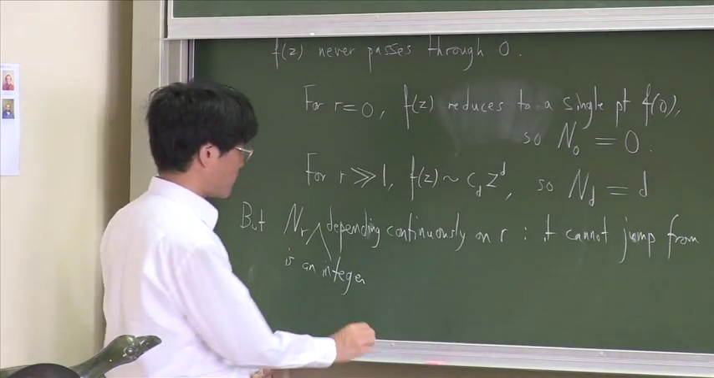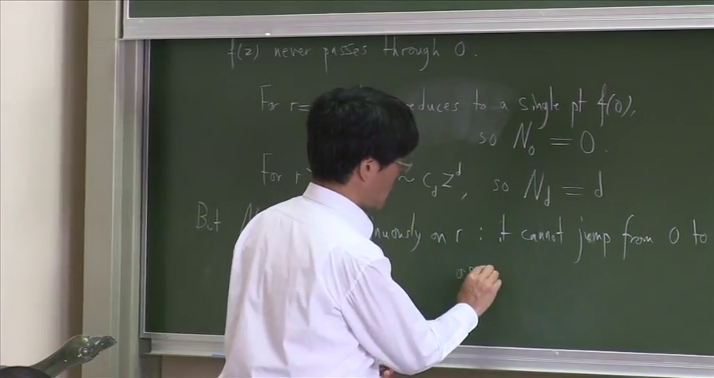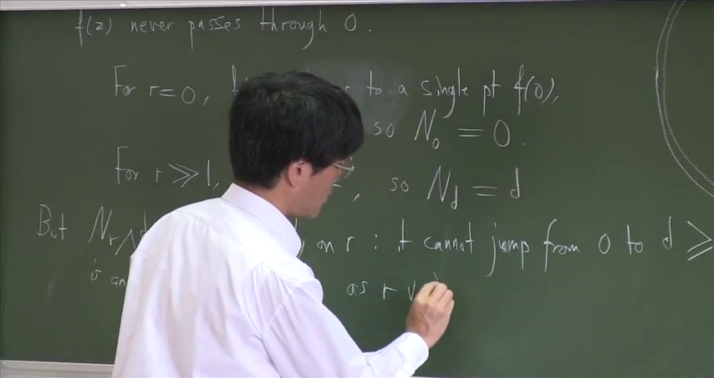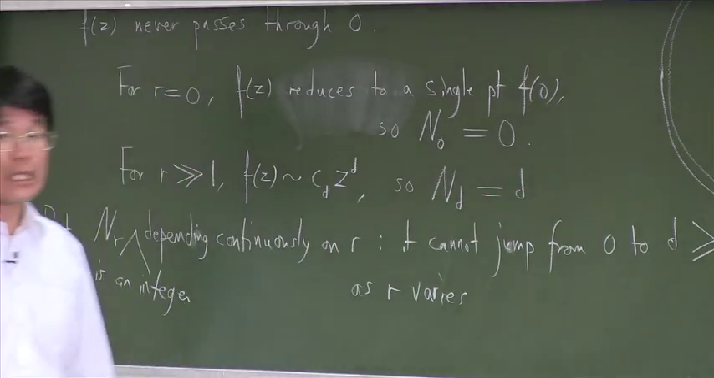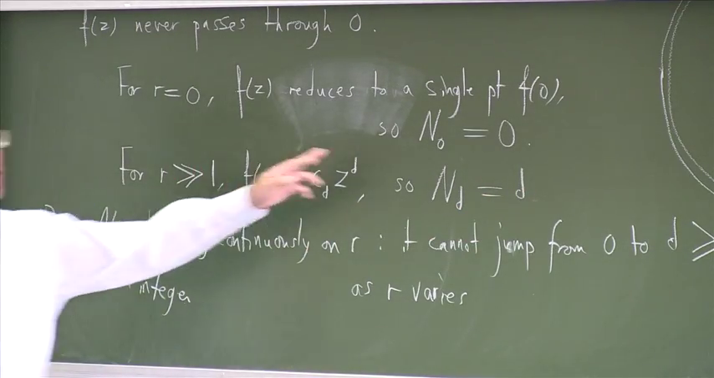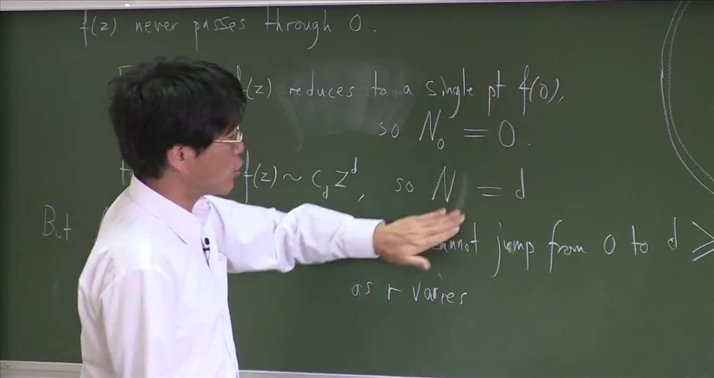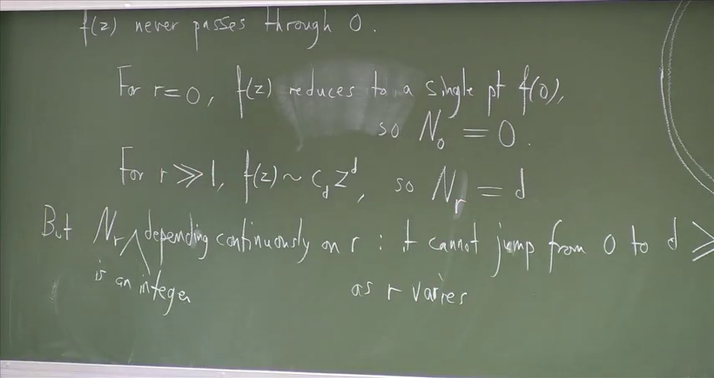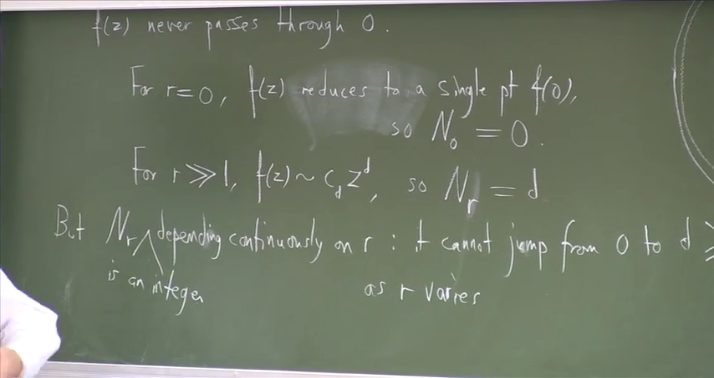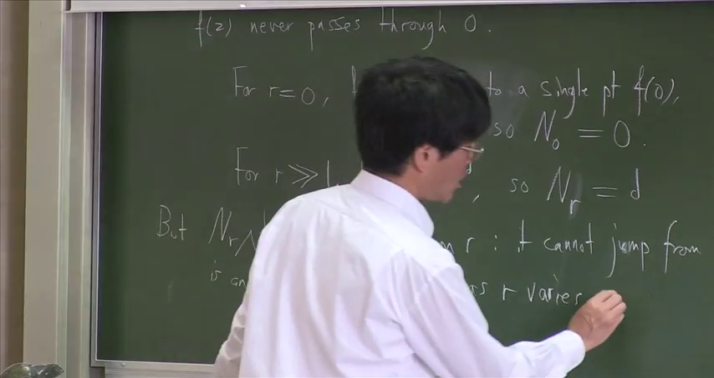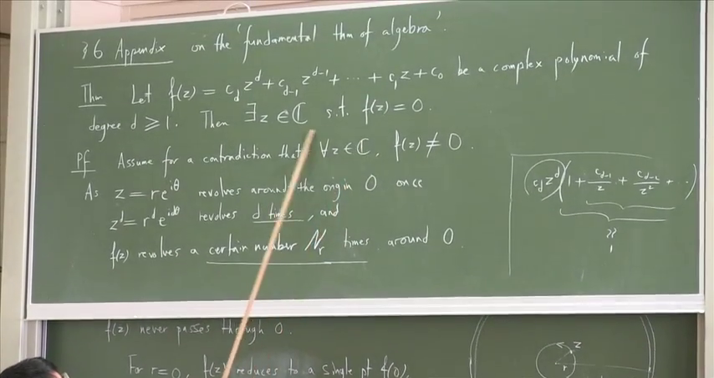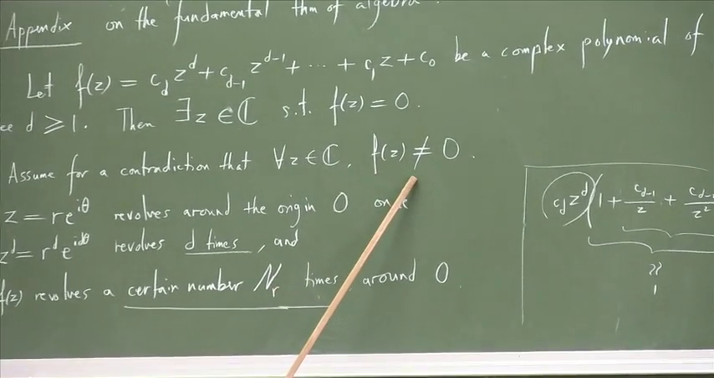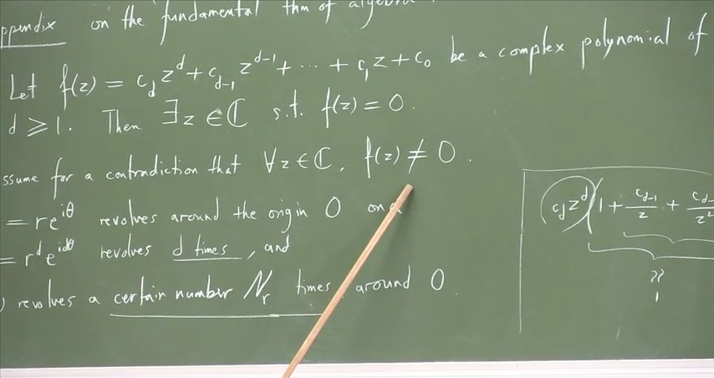As r varies. But we seem to have observed that it jumped from 0 to d. When r is 0, n of 0 is 0; when r is very large, n of r is d. What happened? Something went wrong. It's a contradiction. And the contradiction came from that offending assumption that there is no root to the polynomial.